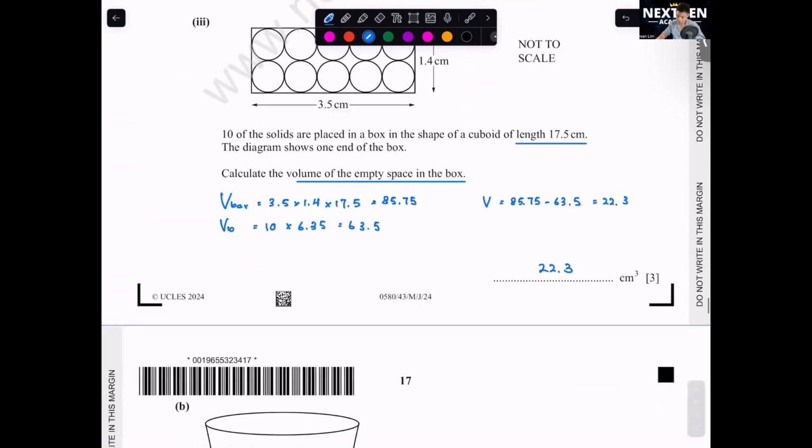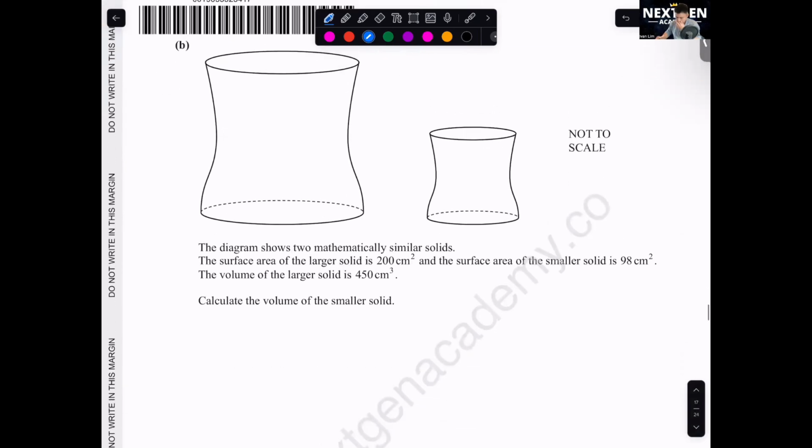Okay, the next one. Question B. The diagram shows two mathematically similar solid. Keyword here, similar. So you need to use similarity. Surface area of the big one. Okay, so the area of this larger one is 200 cm squared. The surface area of the smaller one is 98 cm squared. The volume of the larger one is 450 cm cubed. Find the volume of the smaller one.